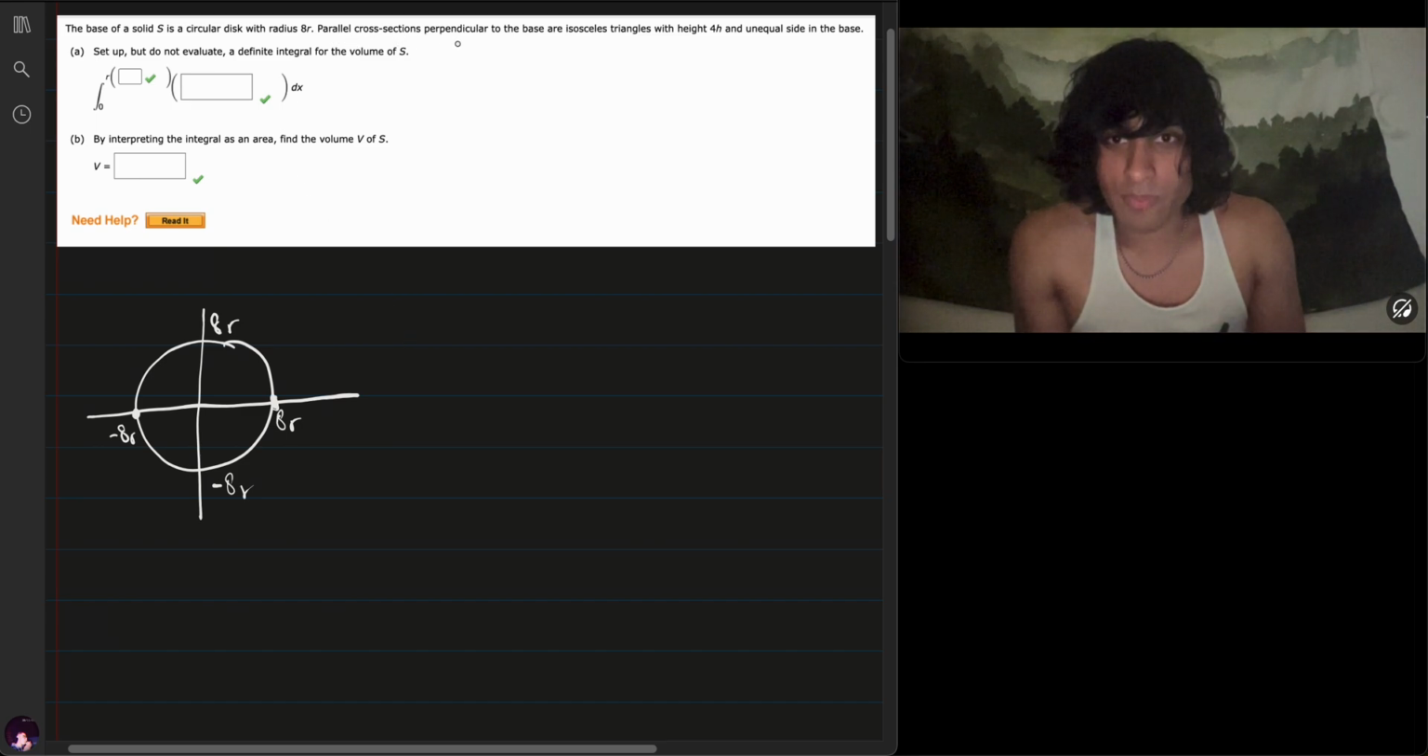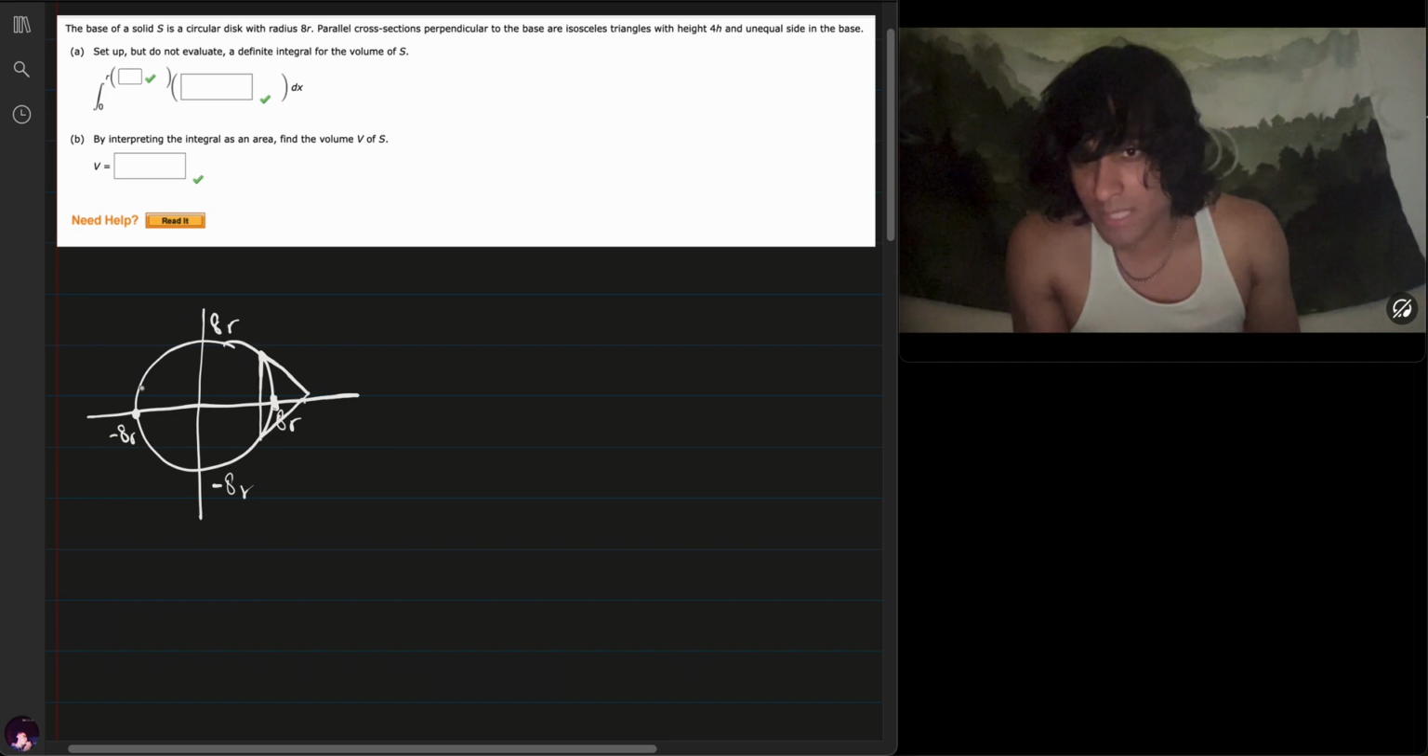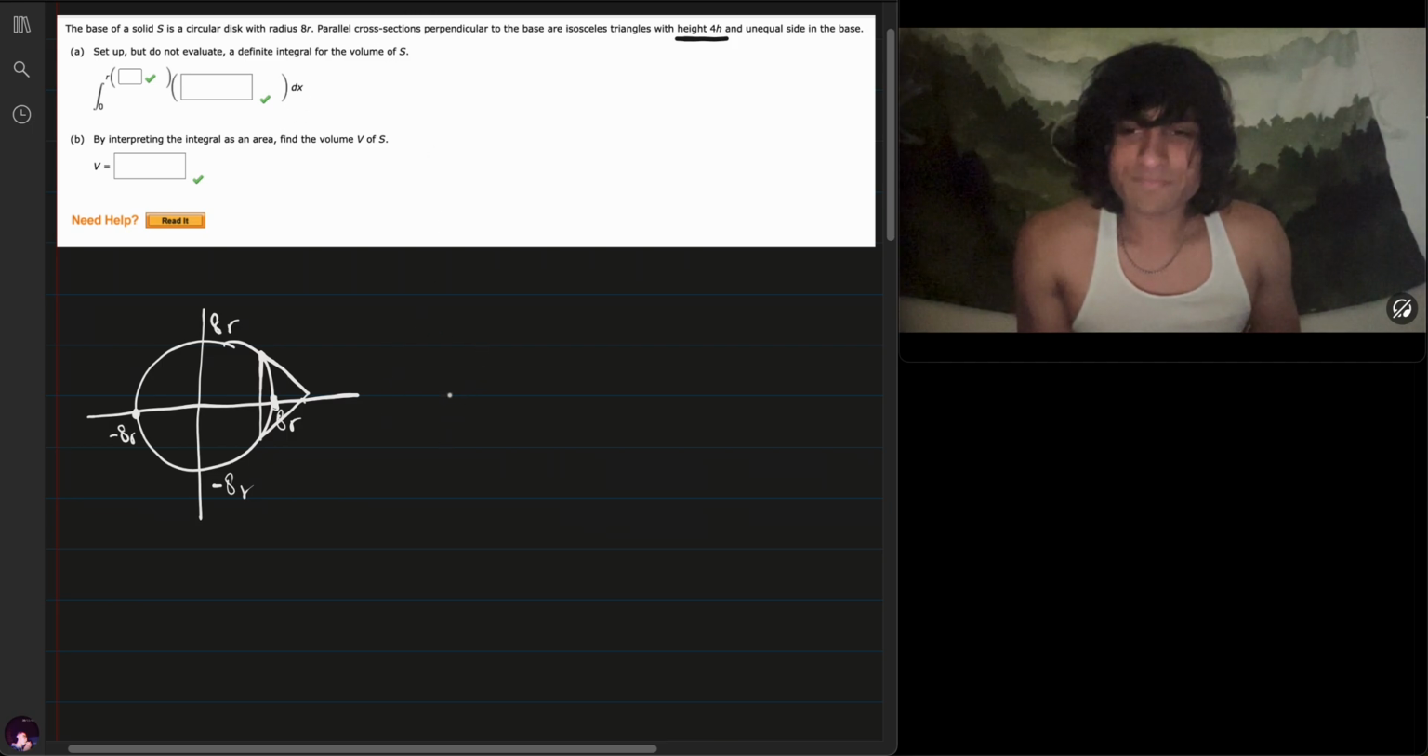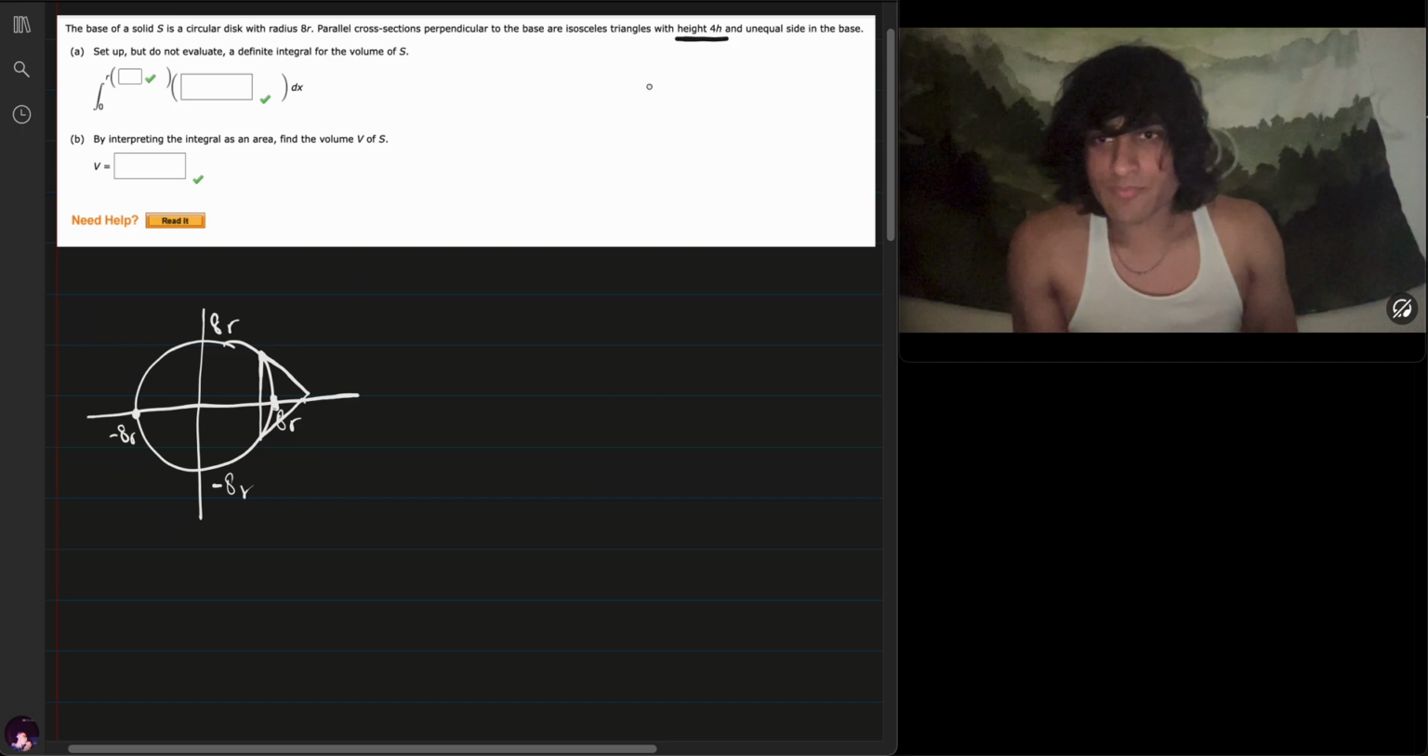Parallel cross sections perpendicular to the base, so this is the base circle, are isosceles triangles with height 4h and unequal side in the base. Okay, so what's being stacked are these isosceles triangles, constantly stacking up, stacking up, stacking up like that. And there's no rotation going on here, all right? And it says that it has a height of 4h. And my Mac battery is low. I should probably finish this very soon. Okay, so it has a height of 4h.